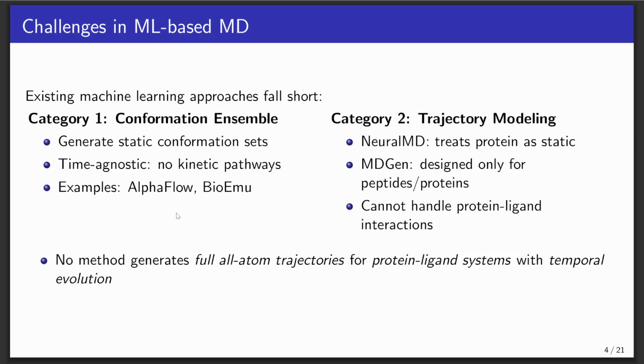The second category is trajectory modeling. For example, NeuralMD treats the protein as a static thing but simulates only the dynamics of the ligand. And MDGen is designed only for peptides and proteins, but it cannot handle small molecules. So these methods cannot generally handle protein-ligand interactions. Currently, no method generates full-atom trajectories for protein-ligand systems with temporal evolution.